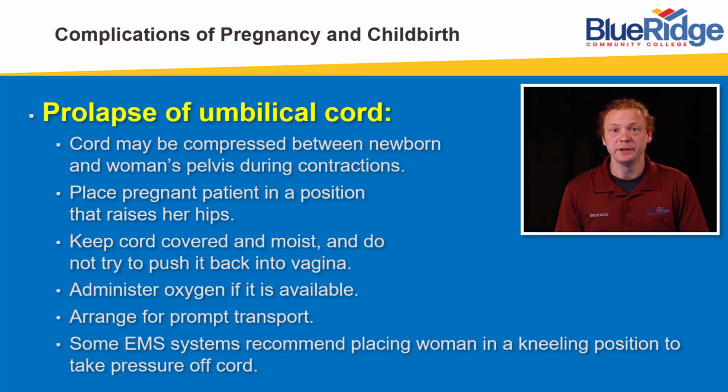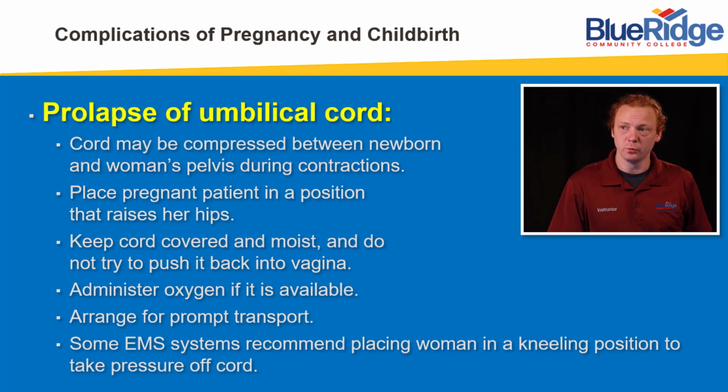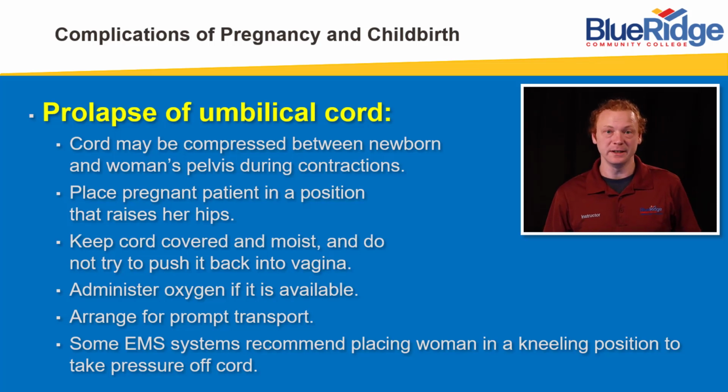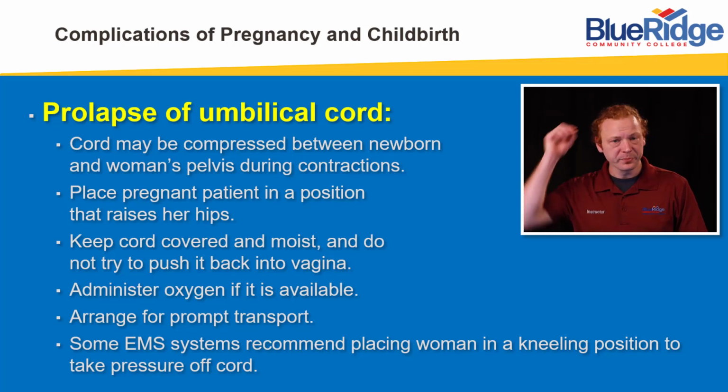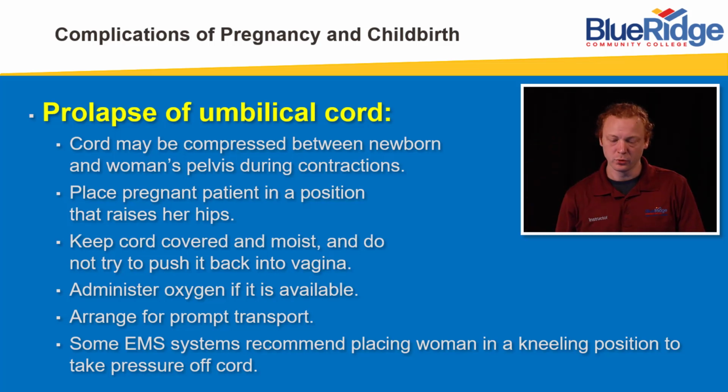So the following 3 conditions or situations can result in the need for rapid transport to the hospital. The first one is a prolapsed umbilical cord. On rare occasions, the umbilical cord appears from the vagina before the fetus is delivered. The cord may become compressed between the newborn and the woman's pelvis during contractions, cutting off blood supply to the newborn. Prolapse of umbilical cord is a serious emergency that requires immediate transport.